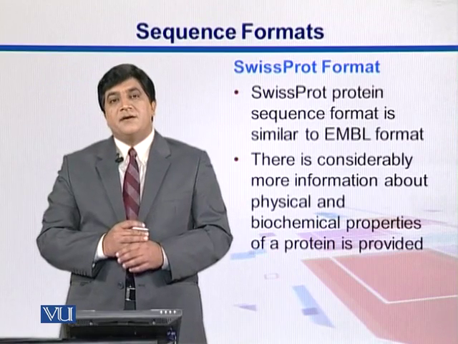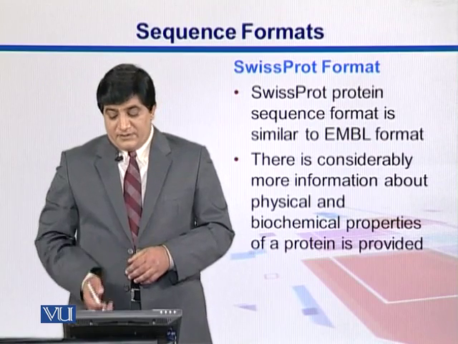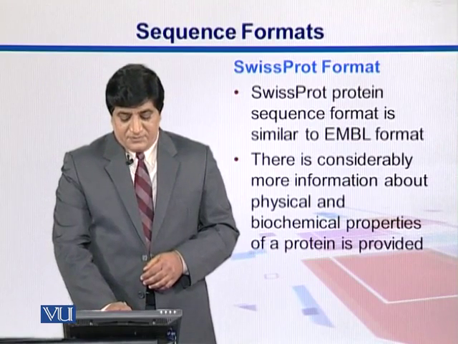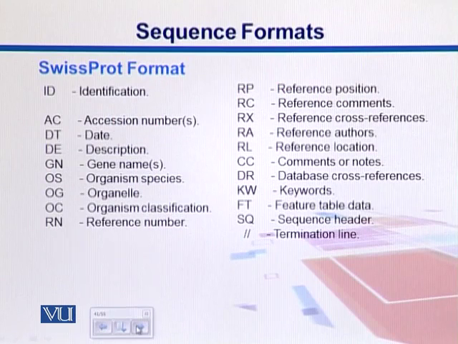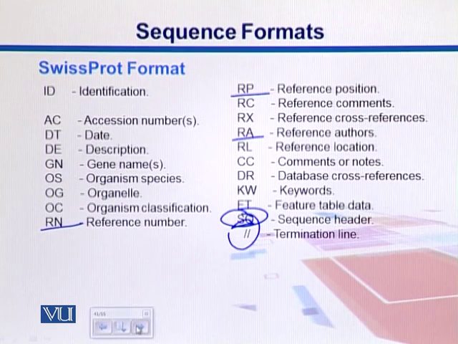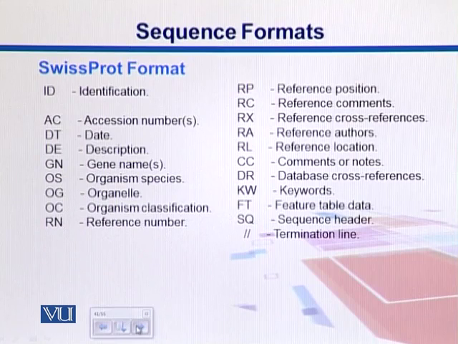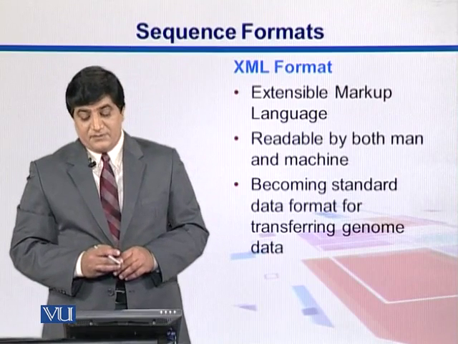SwissProt is similar to EMBL, except there are some more descriptions and some more letters, so we have plenty of them. You can go and look into it. For example, we have RN reference number, RP reference position, and then we have the authors who have submitted it, and the same way the sequences start with SQ, and the termination line is represented as this double slash. So far what we have seen is that those sequences are submitted in kind of similar formats.